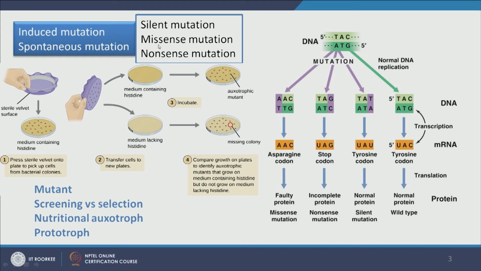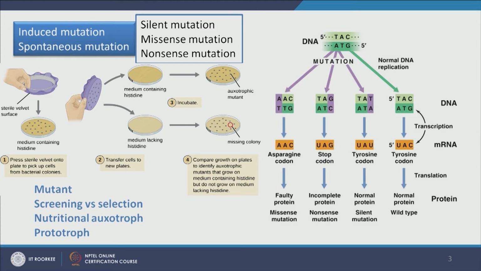So protein can still somewhat do the job, but it is not as good as the wild type, and this is missense mutation. Now in nonsense mutation, what happens in the mRNA, messenger RNA, because of mutation a stop codon is introduced. So a stop codon would be UAG.